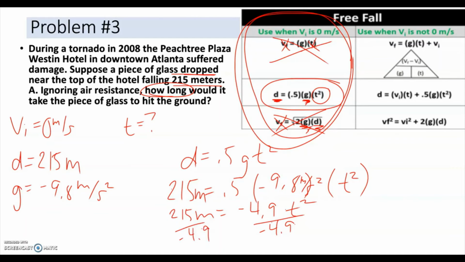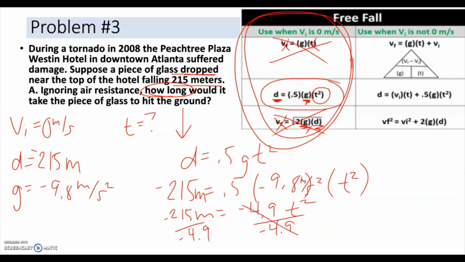And technically speaking, the 215 meters, the object did fall downward. So really our displacement should have been a negative 215. And sometimes you catch these mistakes as you're working the problem because you know time should end up being a positive number. So that was where we went wrong for this one.